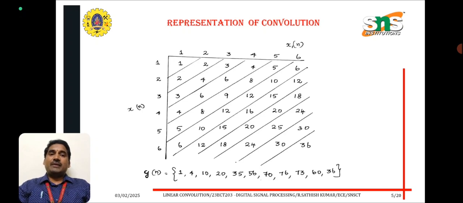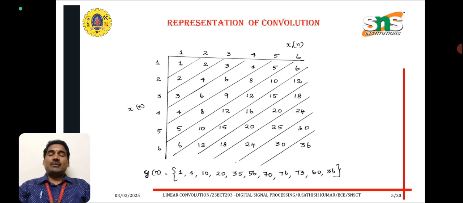x1 of n represents 1, 2, 3, 4, 5, 6. x of n also represents 1, 2, 3, 4, 5, 6. We multiply 1 into 1, then 1 into 2, 1 into 3, 1 into 4, 1 into 5, 1 into 6. Similarly, 2 is multiplied with all the 6, 3 is multiplied with all the 6, and now 4, 5, 6.